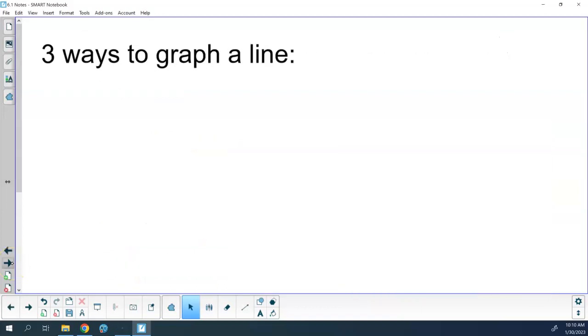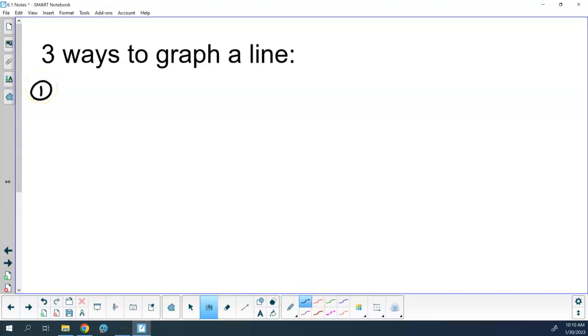Right? So, we know of 3 ways to graph a line. I'm going to test your memory because today we're going to be solving equations, solving systems of equations. And the first method we're going to do is using graphing. So let's think back. What are 3 different ways, 3 different methods, if you will, to graph a line? Shout one out when you think you got it.